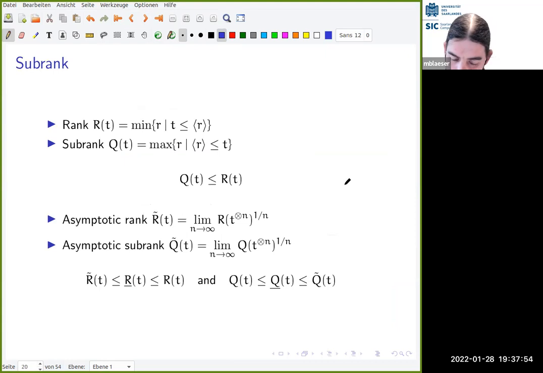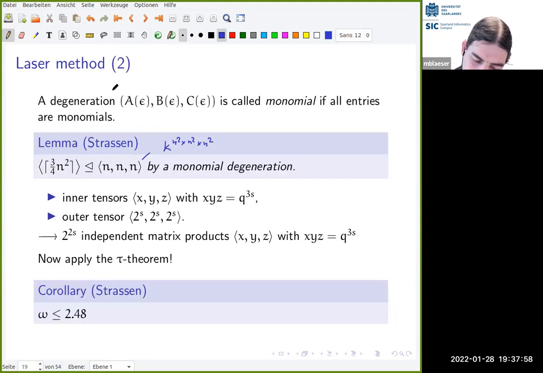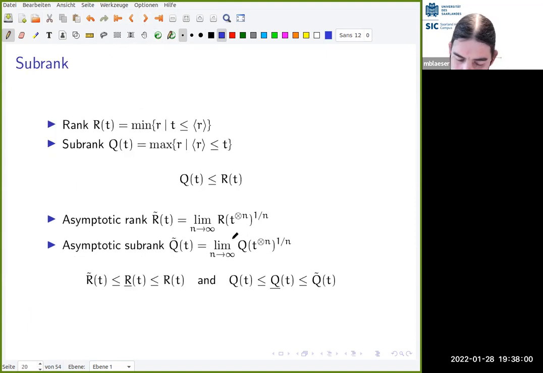And then the concept that Strassen invented here is called subrank or subborder rank. The rank essentially always asks, how much do I have to pay to get a tensor? And in some sense, the subrank asks, what can I get back essentially when I'm selling my tensor? So this is also sometimes called the cost of the tensor. This is called the value of the tensor.